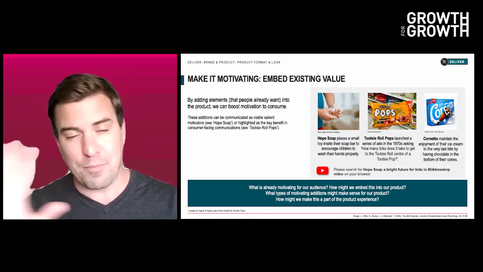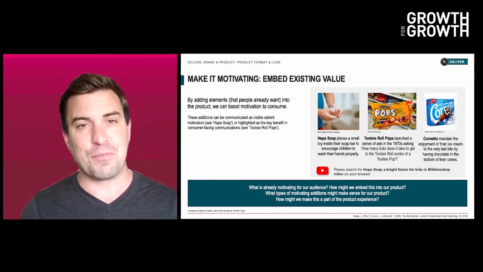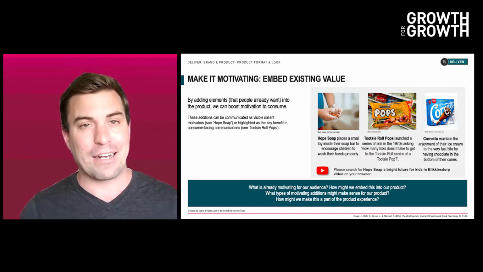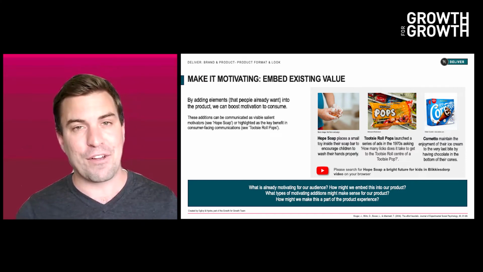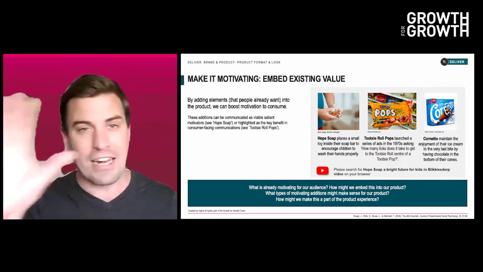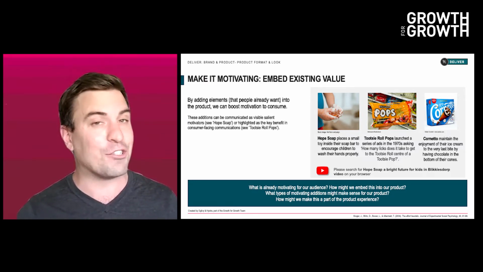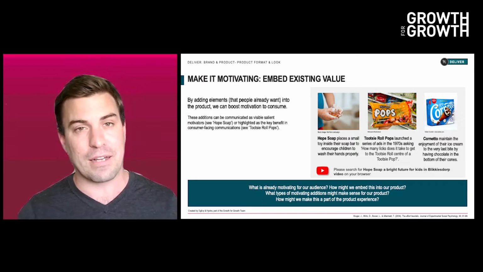Again, I don't think there's many motivational challenges to consume, but we can learn from Cornetto that they embed a chocolate plug in the bottom of the cone. So if anyone ever had an issue with consuming the cone all the way down to the bottom, you'd probably be more likely to do it because you know there's a wad of chocolate there.